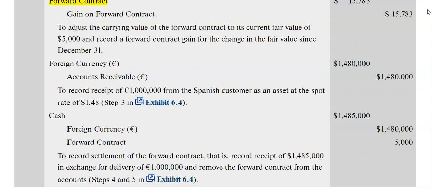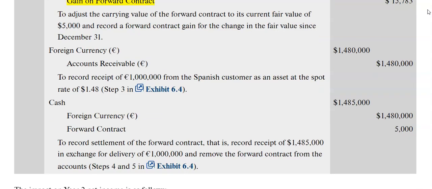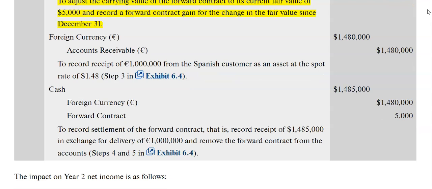Forward contract, $15,783. Gain on forward contract, $15,783. To adjust the carrying value of the forward contract to its current fair value of $5,000 and record a forward contract gain for the change in the fair value since December 31st.